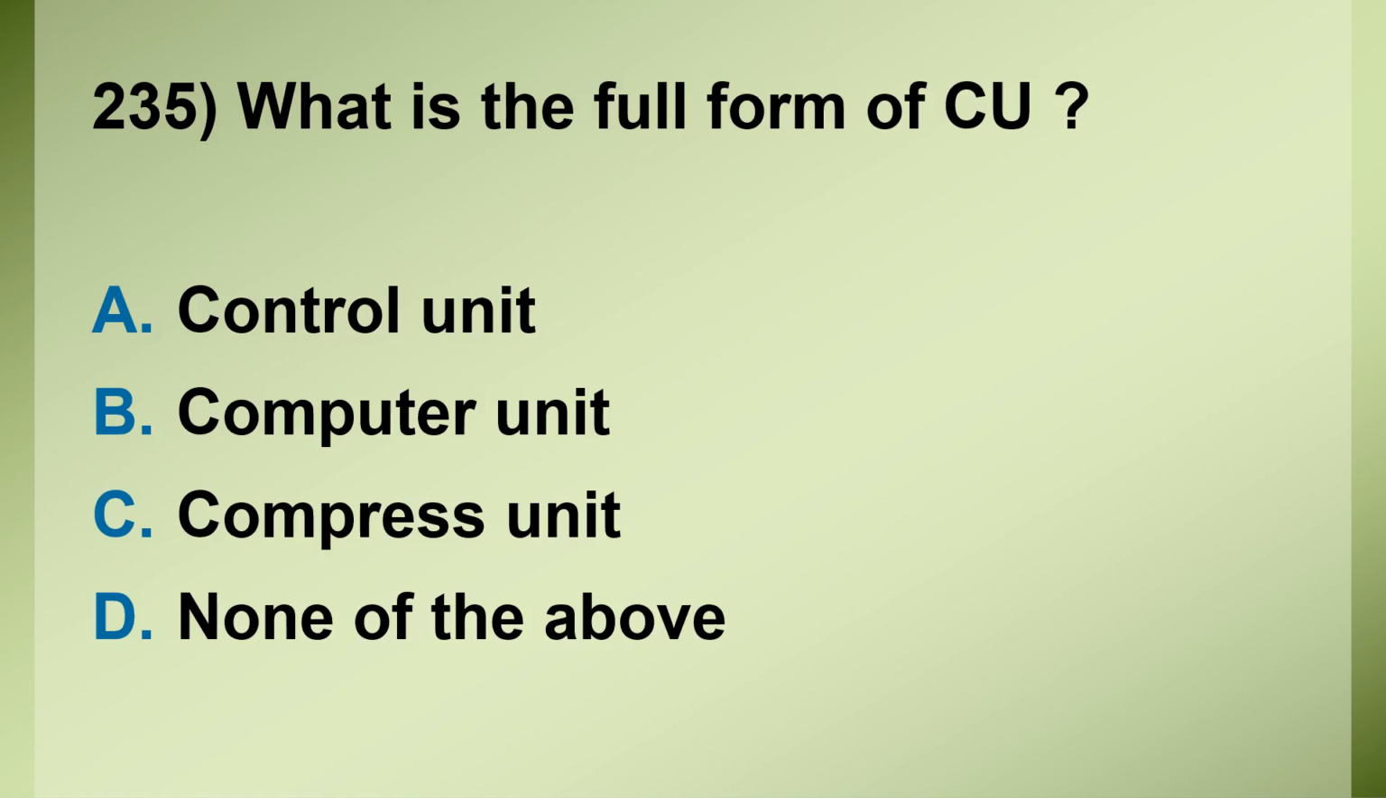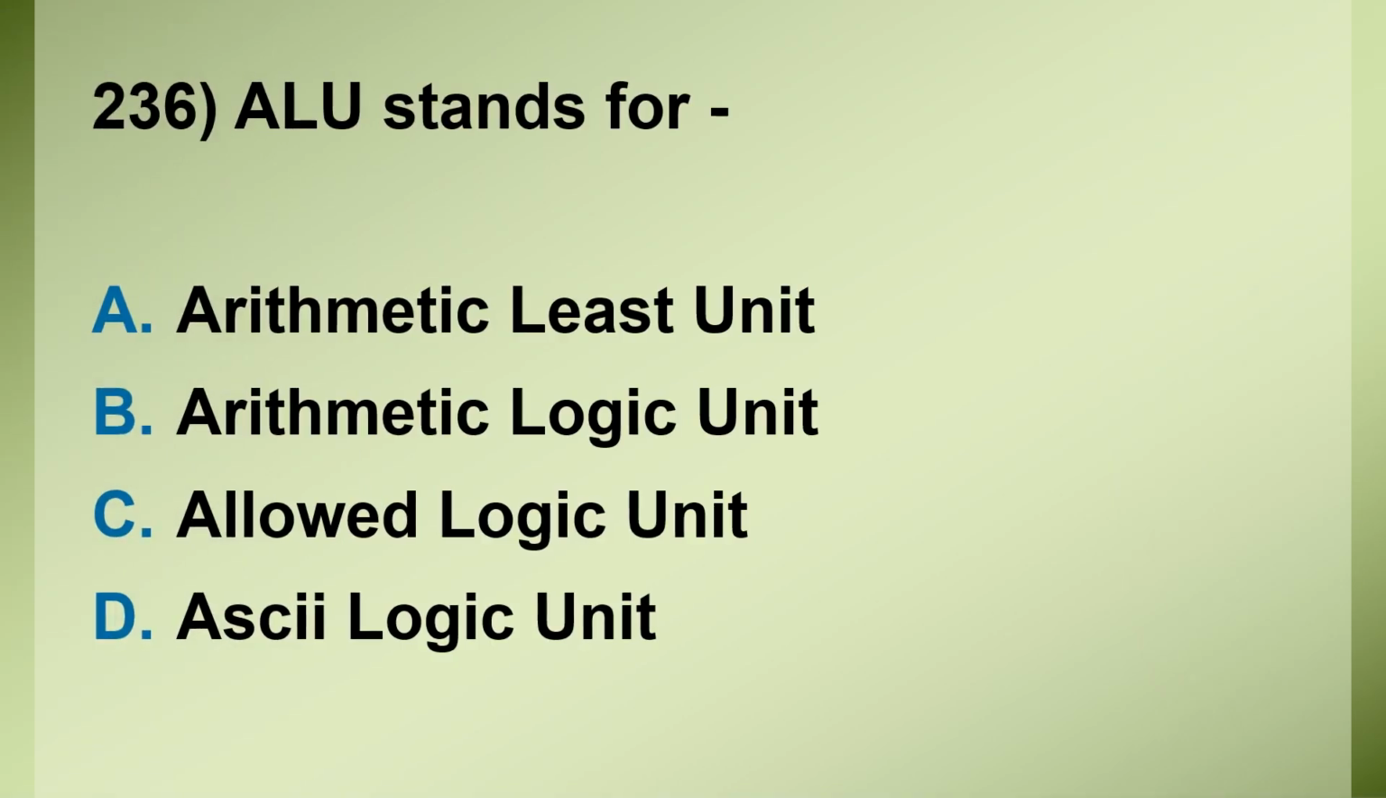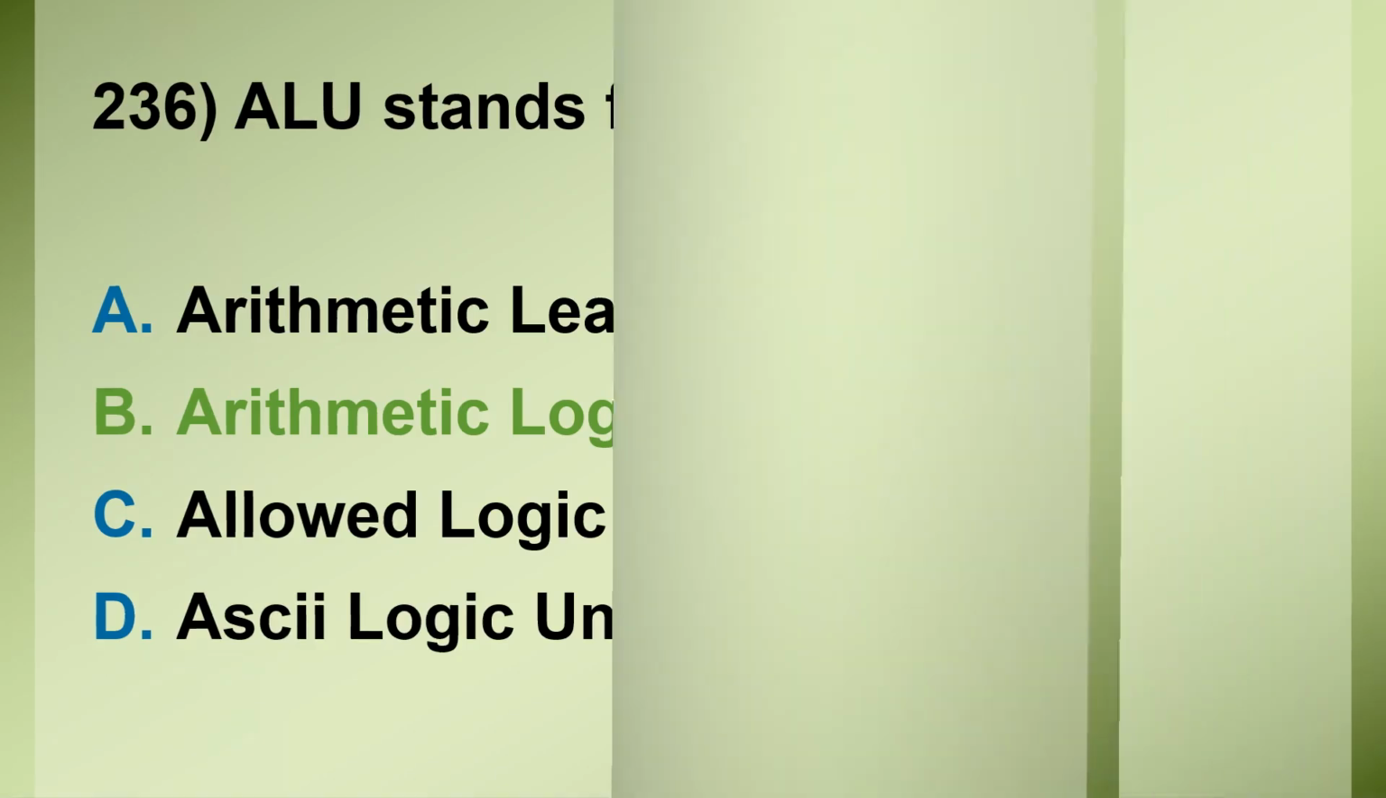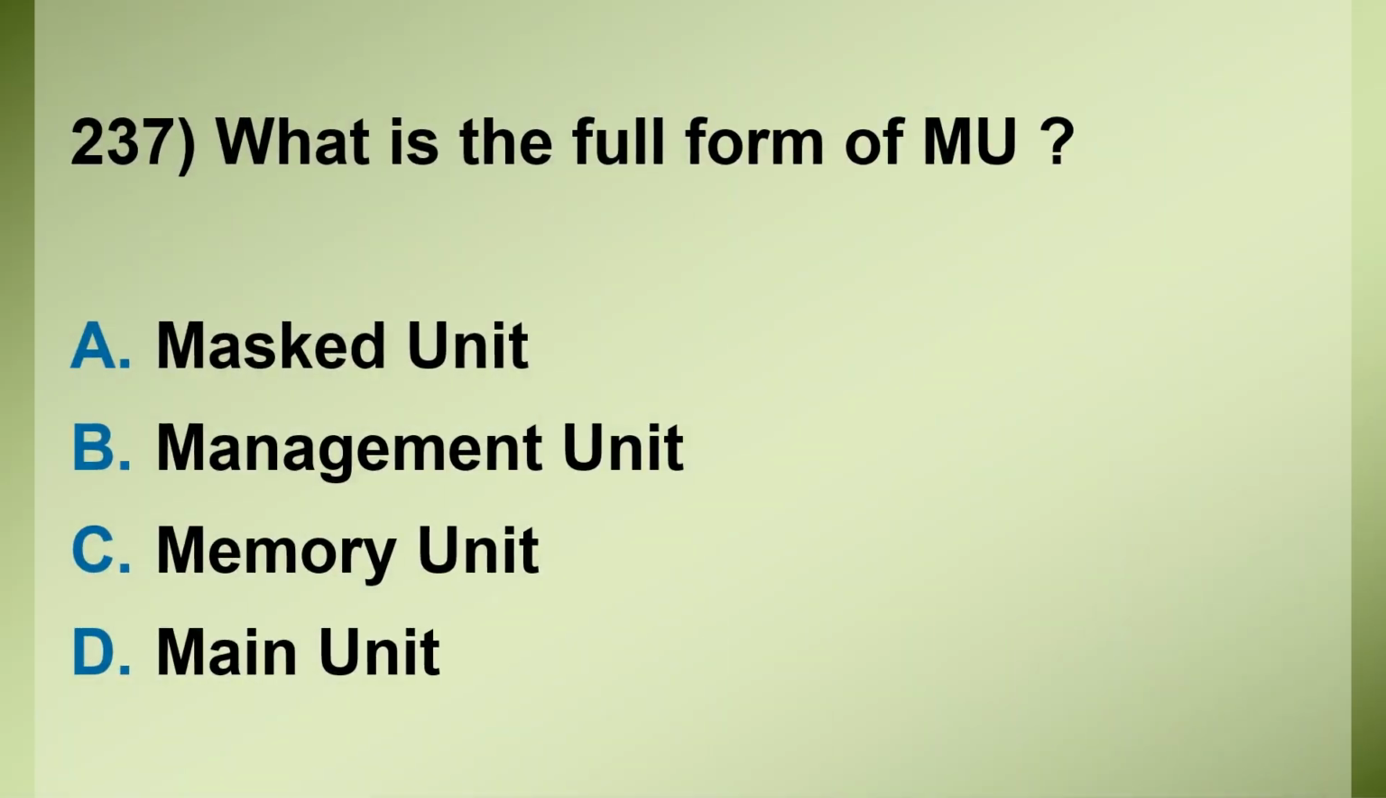What is the full form of CU? CU means control unit. ALU stands for Arithmetic Logic Unit. Okay. What is the full form of MU? MU means memory unit. Okay.